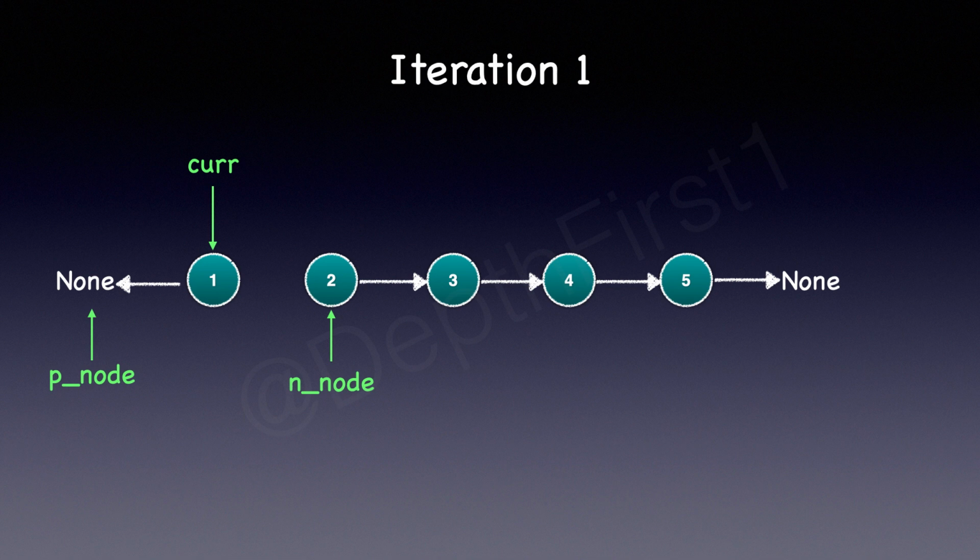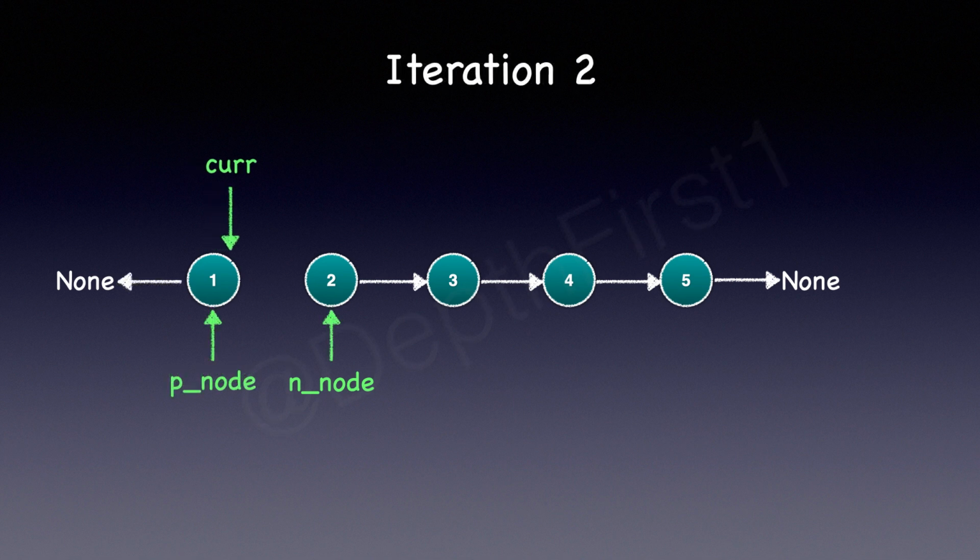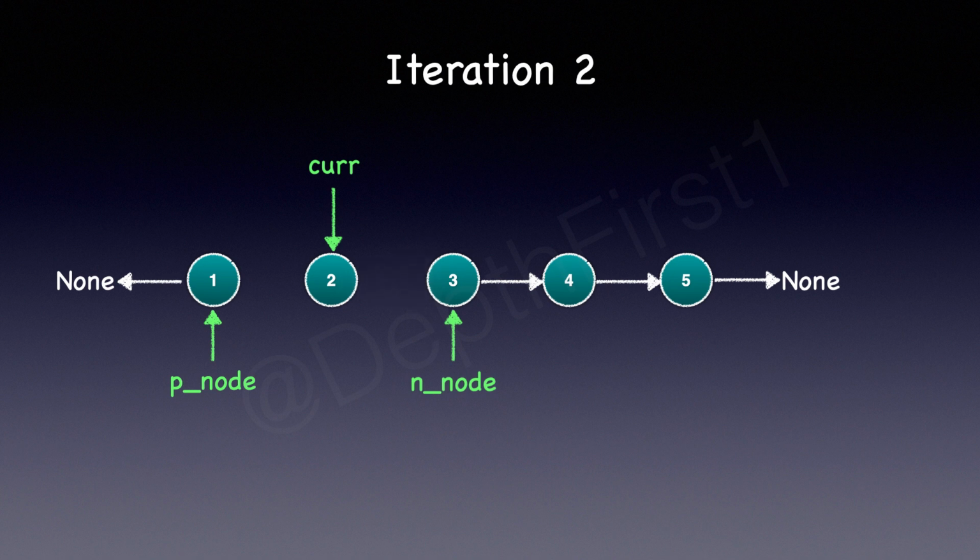So this change is not concerning to us anymore, as we have already stored the reference to its next node. We will then update the previous node to point to cur. And now we can update cur to point to nNode. We'll continue to repeat this process in a loop until cur is equal to None.